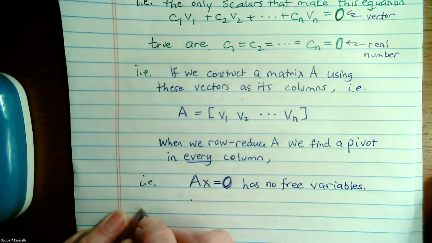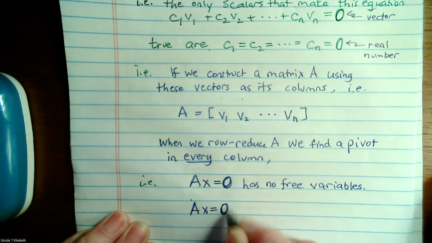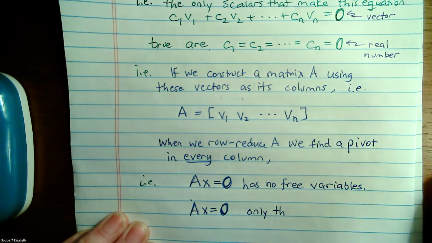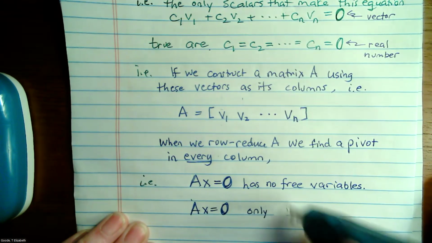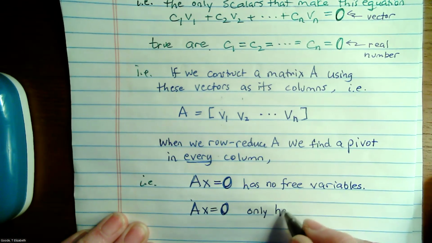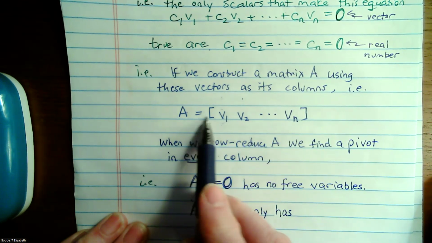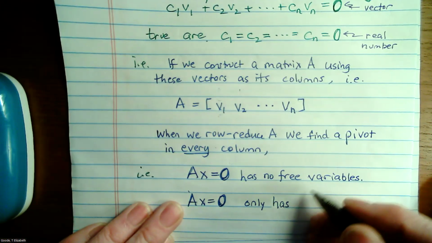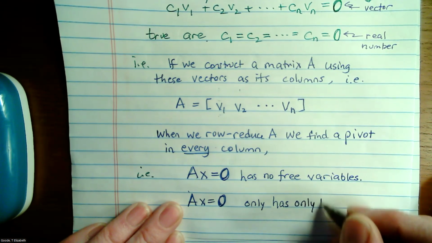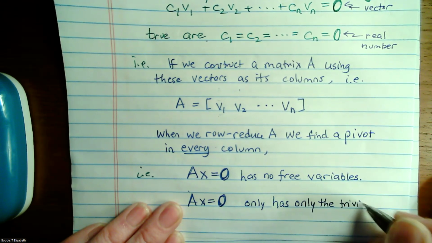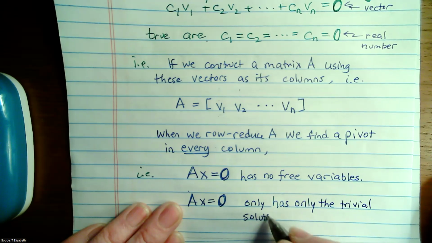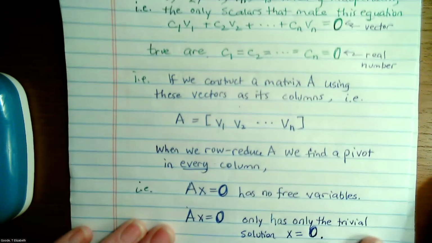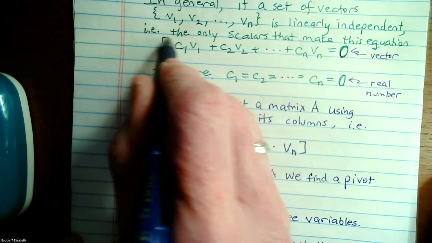That means AX equals 0 only has the trivial solution, X equals 0. All those things mean the same thing. Those vectors being linearly independent means when we row reduce, we don't have any free variables. And that's the same thing as saying AX equals 0 has only the trivial solution, X equals 0. Just that one single solution.